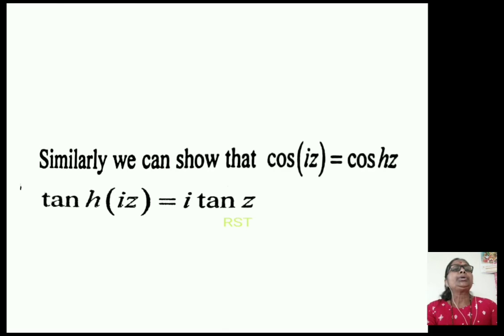So that sine hyperbolic z equal to minus i sin iz. Similarly, we can show that cos of iz equal to cos hyperbolic z, and tan hyperbolic iz equal to i tan z. That means replacing z by iz, we can simplify any result.